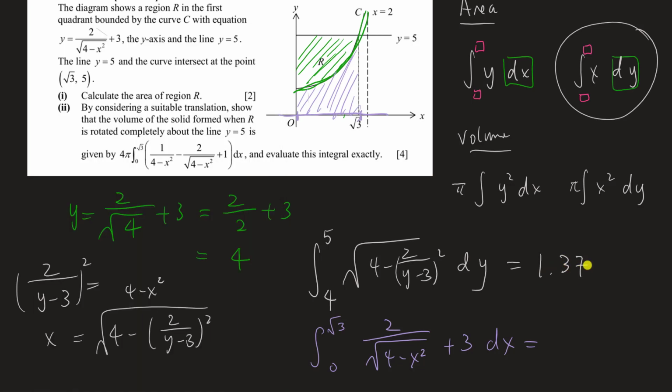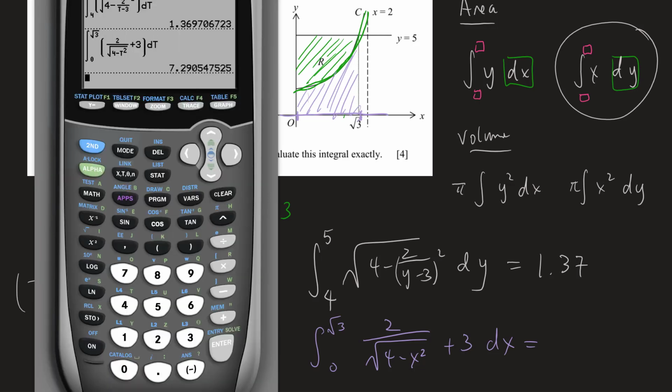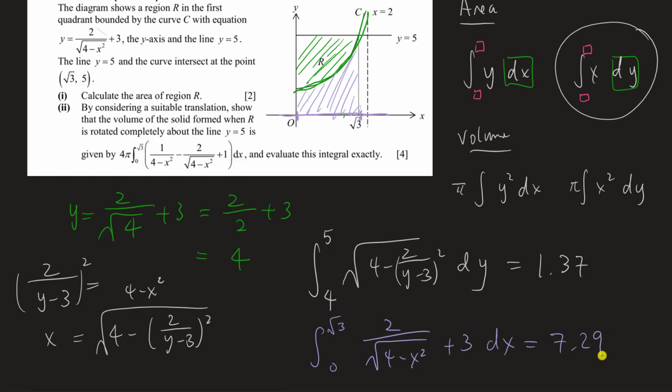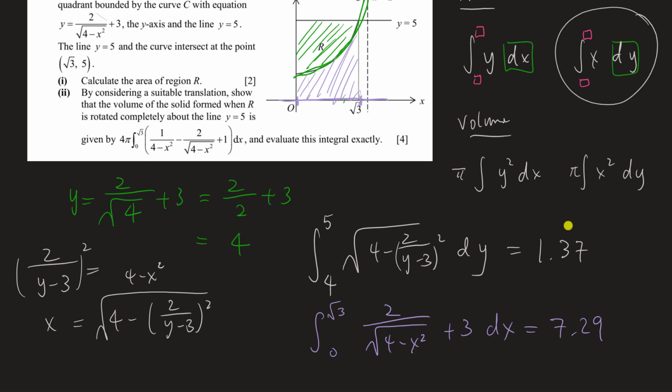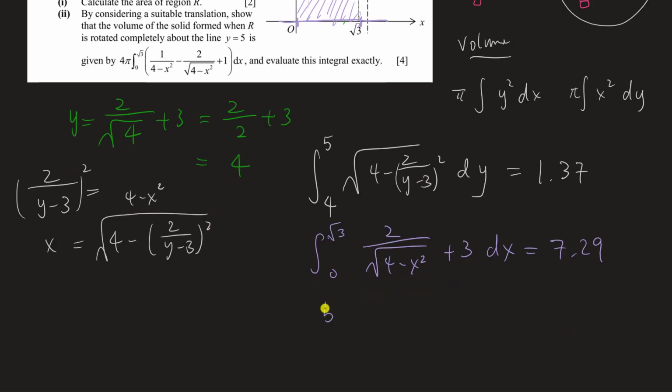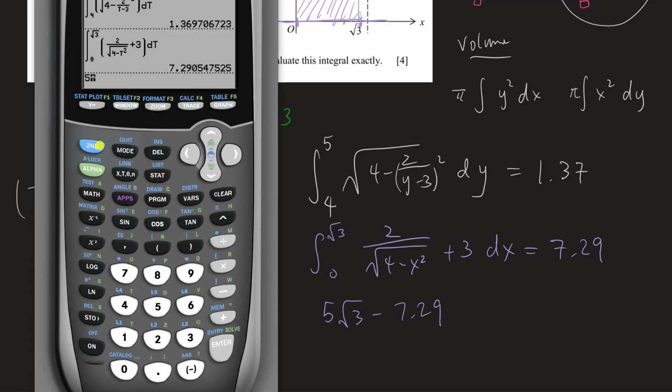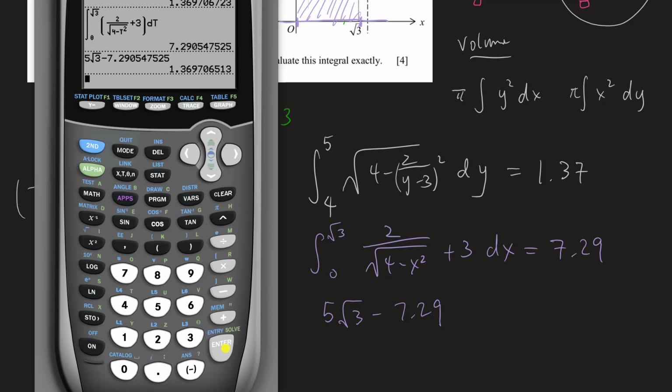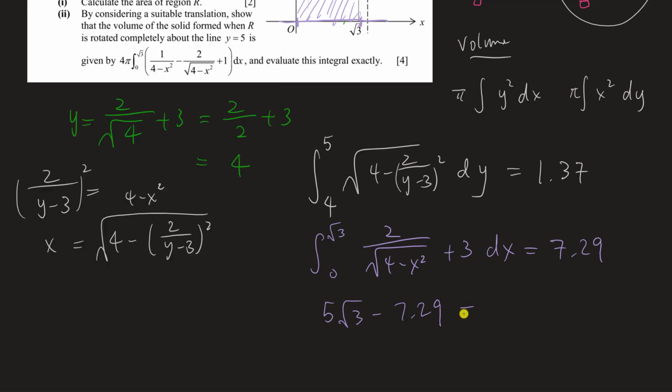1.37. Now to find the purple one, it will be 7.29. Okay, don't worry, this is not the final answer yet. It's just that the purple area is 7.29 units. So let me take that down. 7.29. Then remember, to find the green, you have to take the entire rectangle minus the purple one. So it's actually 5 root 3 minus 7.29. 5 root 3 minus this previous answer. Take a look at that. It's the exact same number we get, right, from integrating with respect to y, 1.37.